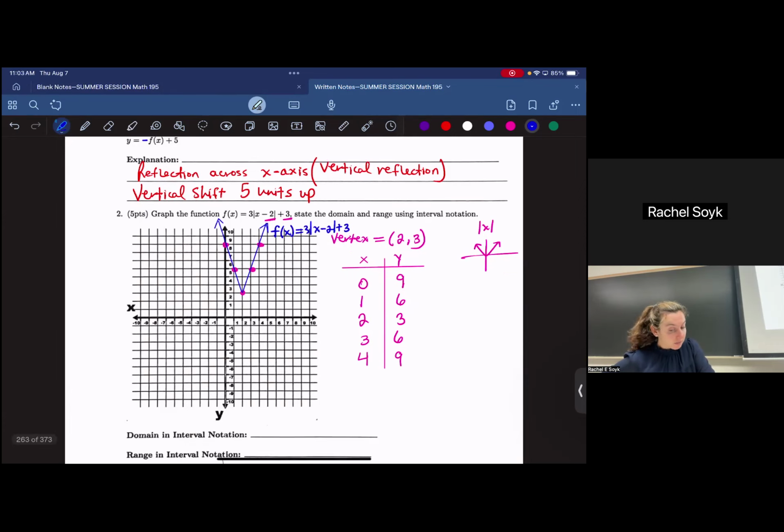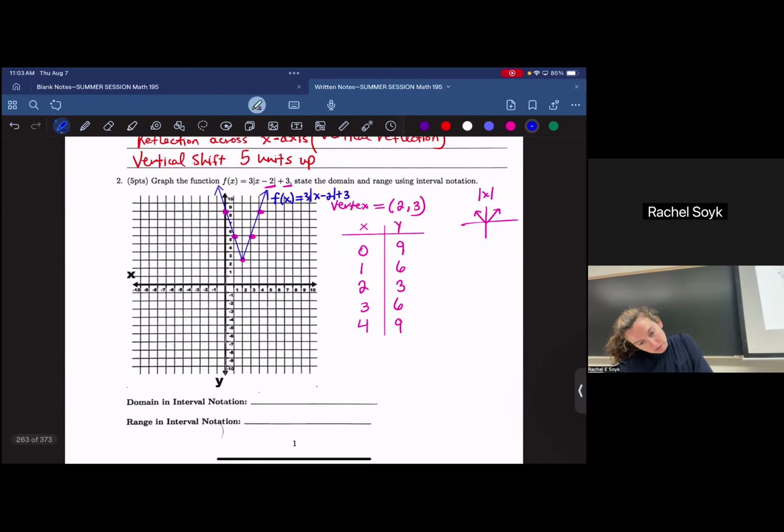Now, what's our domain of this function? There are no restrictions, so we just have all real numbers. And our range, our absolute smallest possible y value is 3. And we have no limit for what our max could be, so 3 up to infinity. And we're done.